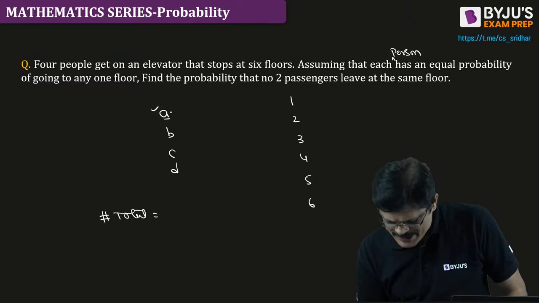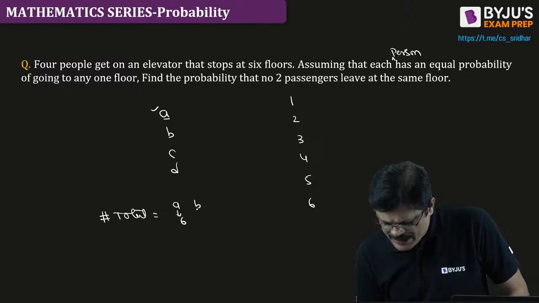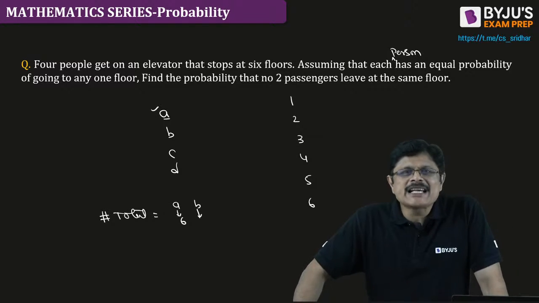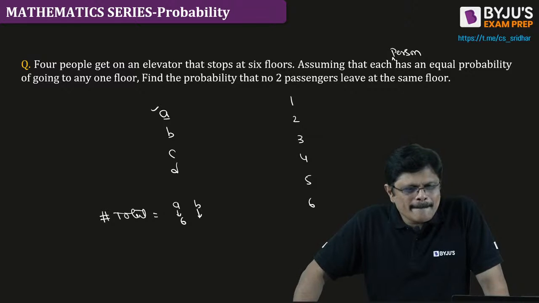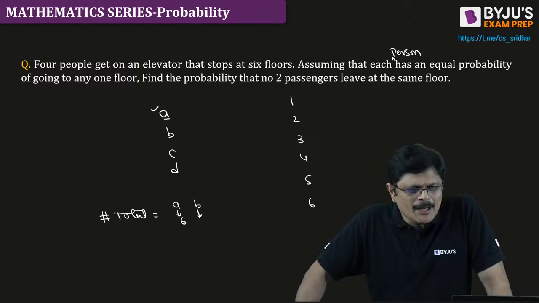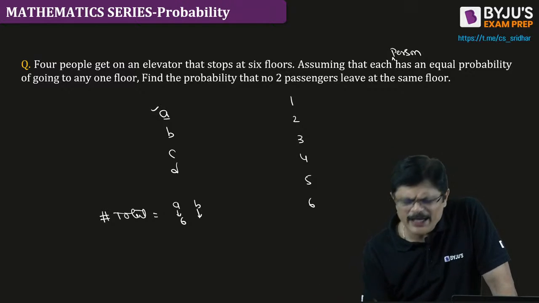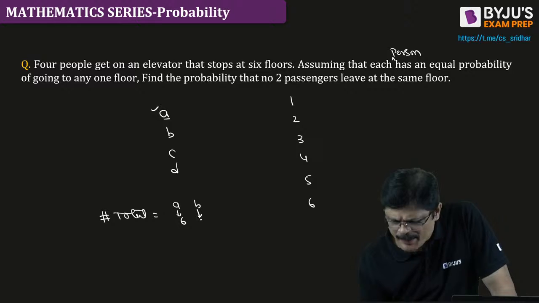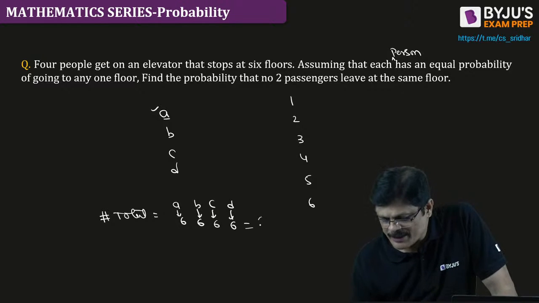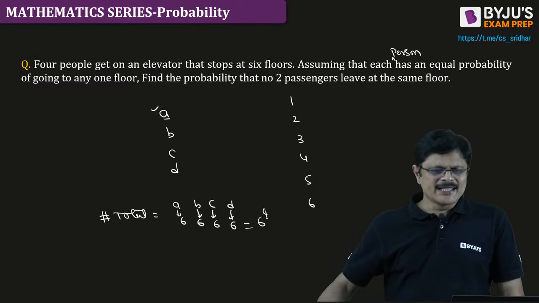Where can this fellow A go? A has 6 possibilities. Given that, how many possibilities does B have? If I don't put any restriction, B also has 6 possibilities. C also has 6, D also has 6, which is nothing but 6 power 4.